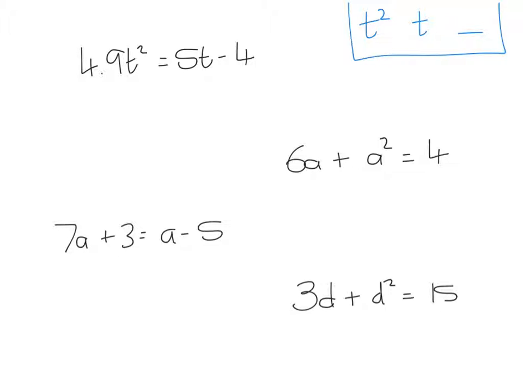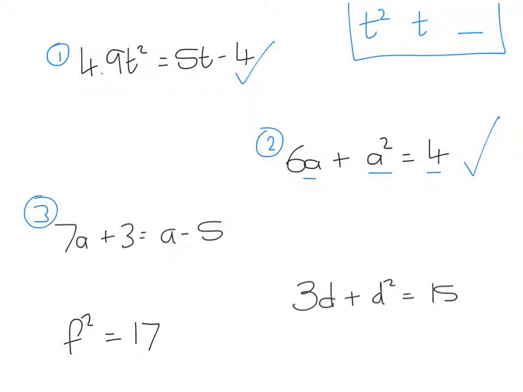So over here on number 1, we've got a t squared, a t and a number, so yes, that's going to be a quadratic. On number 2, we've got the a squared, then we've got the a, then we've got the number, so again we're looking at a quadratic. On number 3, we haven't got anything squared in this, so that's not going to be a quadratic equation. On number 4, we've got something squared and we've got our number, so that's the two main elements, so yes, that would be a quadratic.